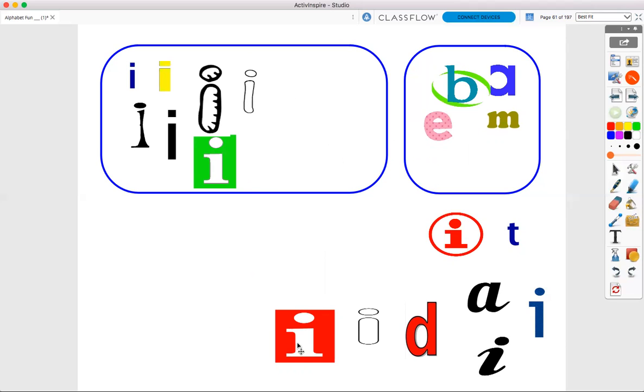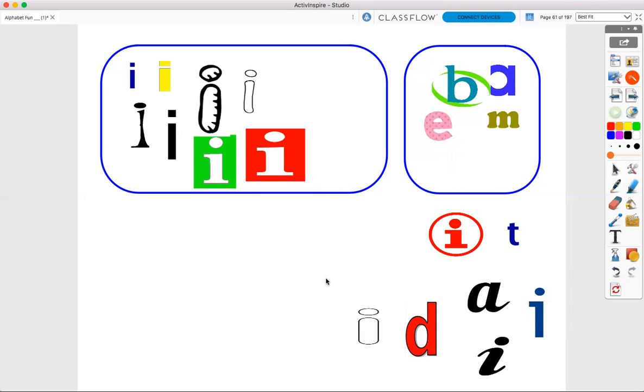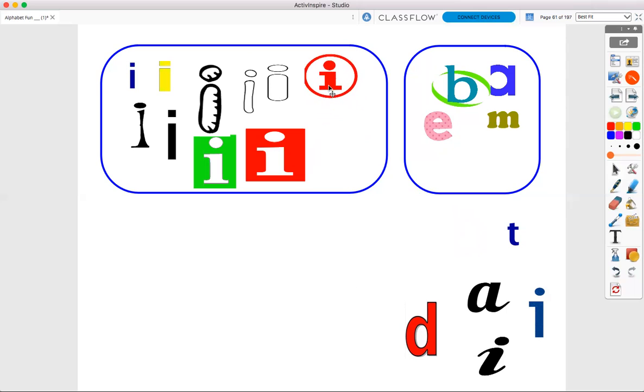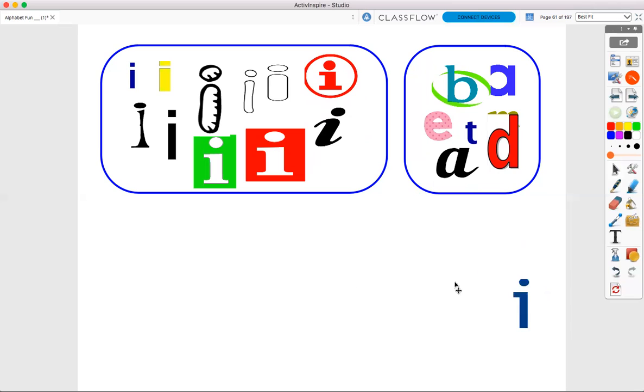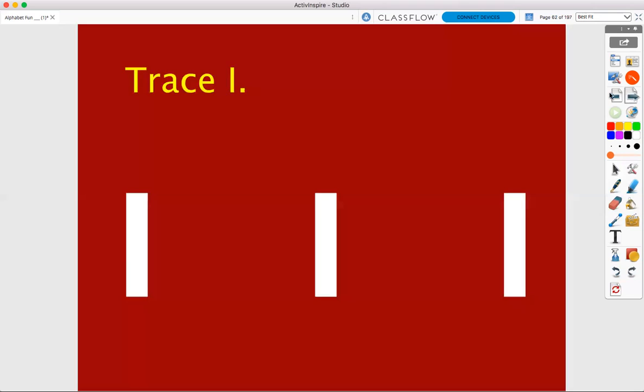Is this the letter I? Yes, the letter I. Is this the letter I? Yes. What about this? Yes, the letter I. Is this the letter I? No. Is this the letter I? No. What about this? No, not the letter I. Is this the letter I? Yes. And what about this? Yes, lowercase letter I.